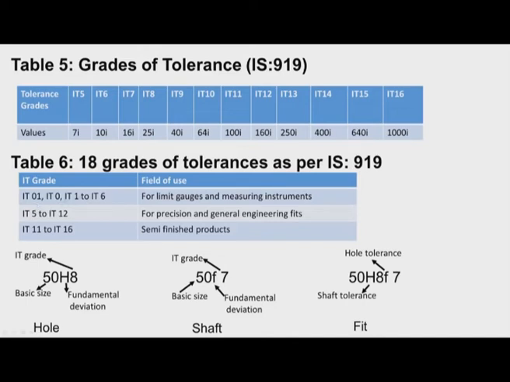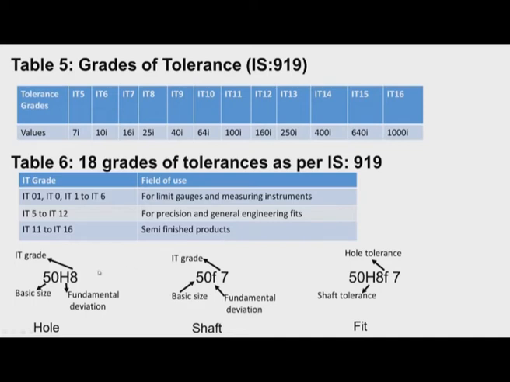Also this table gives the field of use of these grades. For example, IT01, IT0, IT1 up to IT6, these grades are used for limit gauges and measuring instruments, wherein very tight tolerances are specified. IT5 to IT12 are used for precision and general engineering fits, like the bush bearing, fitting the bearings in the housings, fitting the pulleys onto the shaft, etc. And IT11 to IT16 are used for semi-finished products.